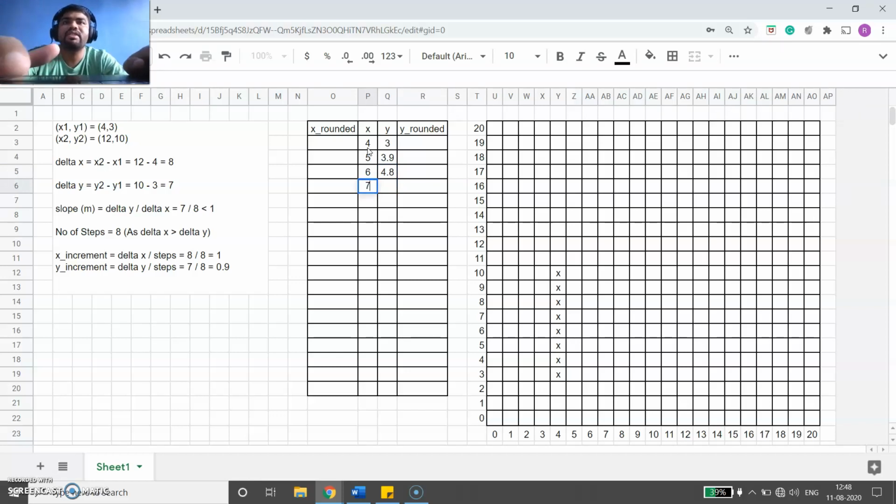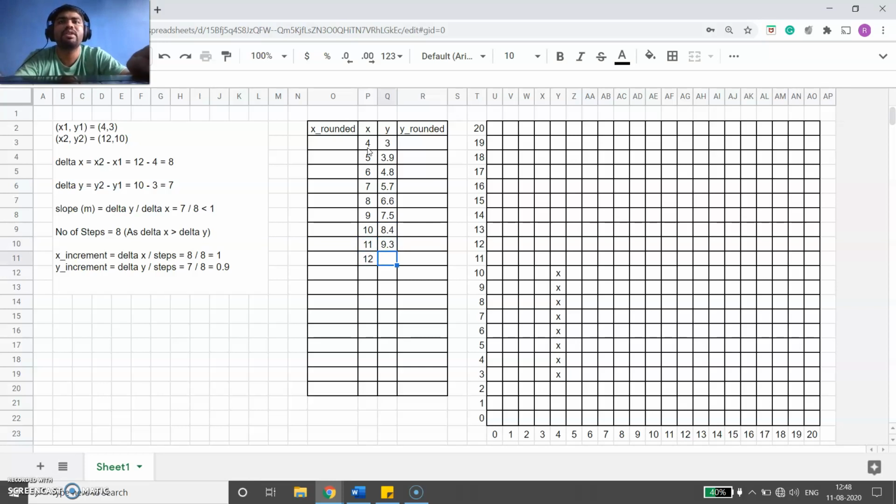Then we'll have 7 over here, and here we'll have 5.7. Then here we'll have 8, and here we'll have 6.6. Then in the next iteration we'll have 9, and 6.6 will turn into 7.5. Then this will be 10, and 7.5 plus 0.9 will be 8.4. Then you have 11, and this will be 9.3.